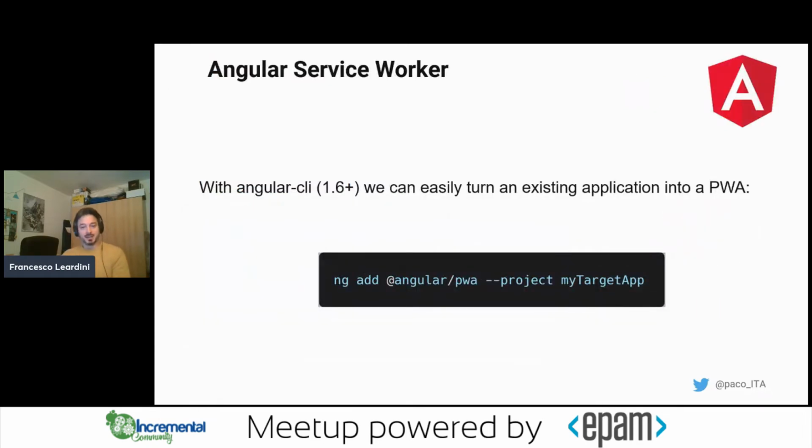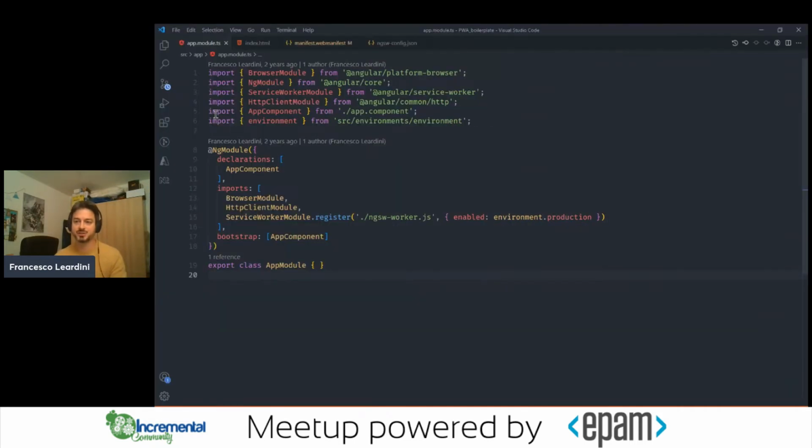But we are interested in Angular and how Angular can also help us to implement progressive web apps. Since version 1.6 of Angular CLI, thanks to the Angular add schematic, with the ng add @angular/pwa command, we can turn an existing Angular project into a fully working progressive web app in a very easy way. Let's see now our first demo, how it works, and what this command does to our application.